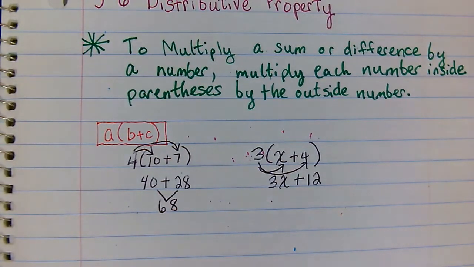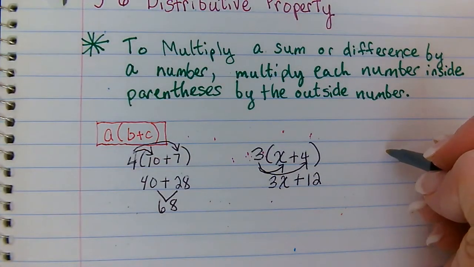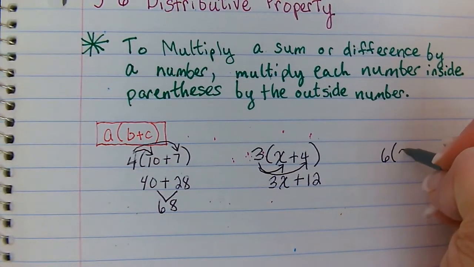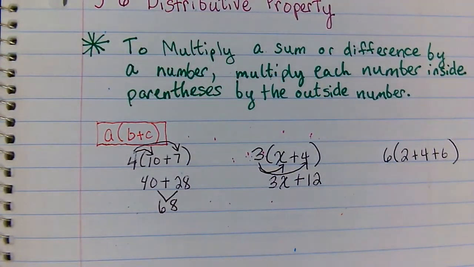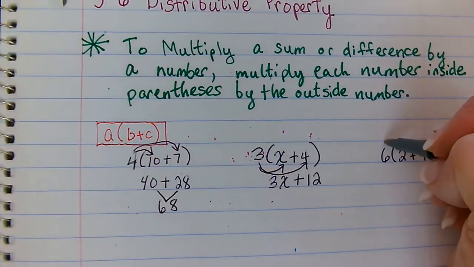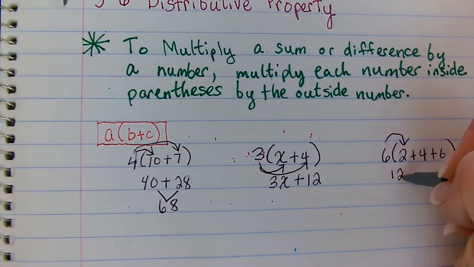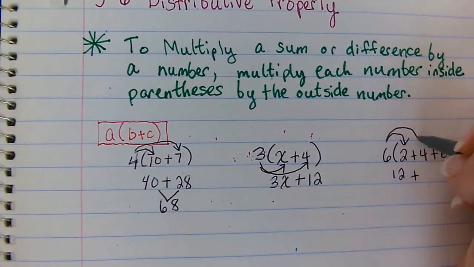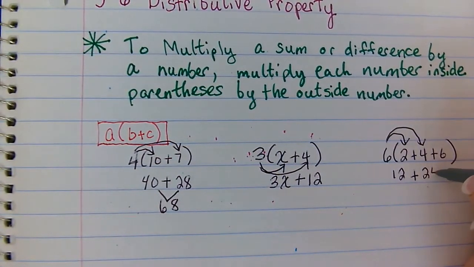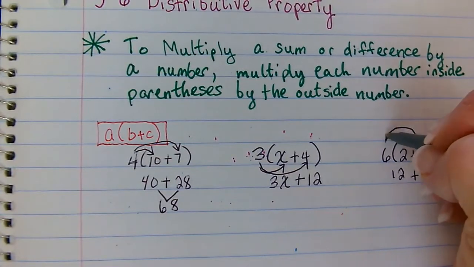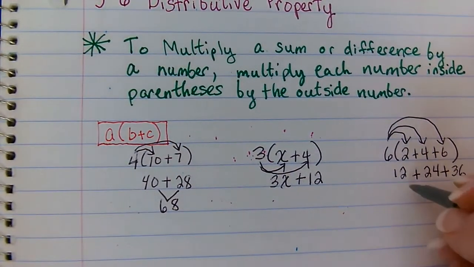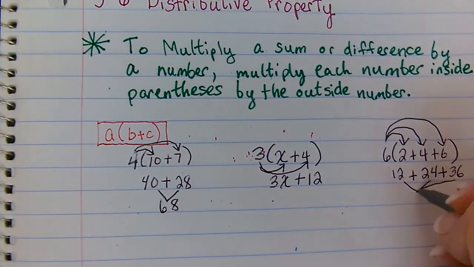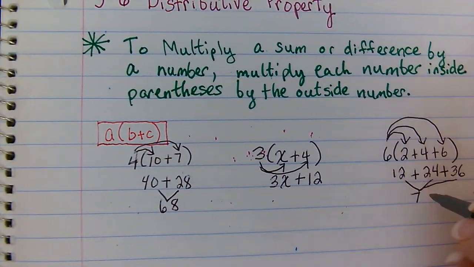Now let's look at this next one. One more sample. 6 times the quantity of 2 plus 4 plus 6. Now sure, you could add all these inside like order of operations, but we're going to do the distributive property way. And 6 times 2 is 12. Bring down your plus. And 6 times 4 is 24. Bring down your plus sign. And 6 times 6 is 36. Now when I add all 3 of these together, I get 72.